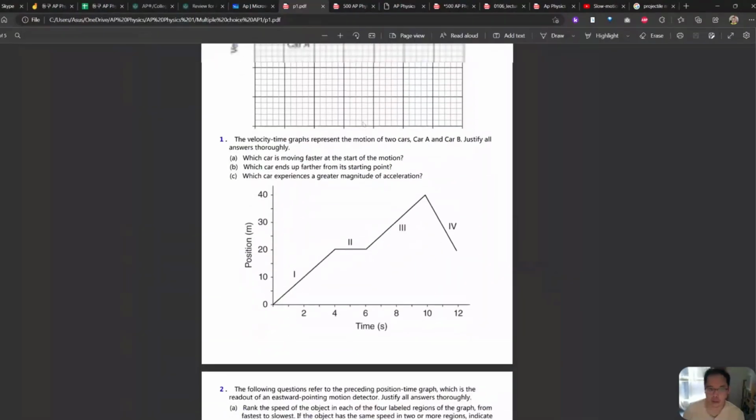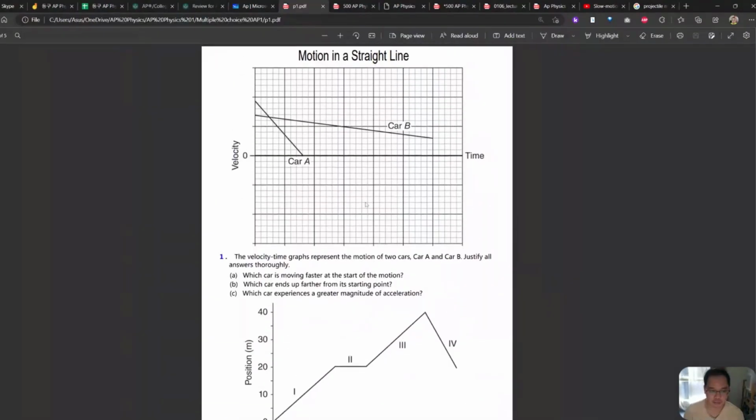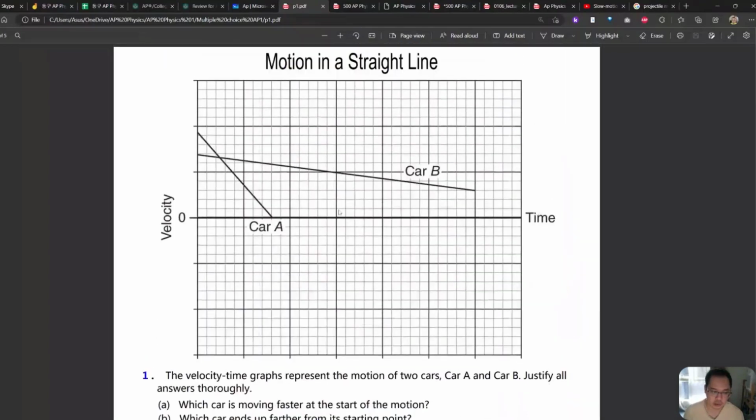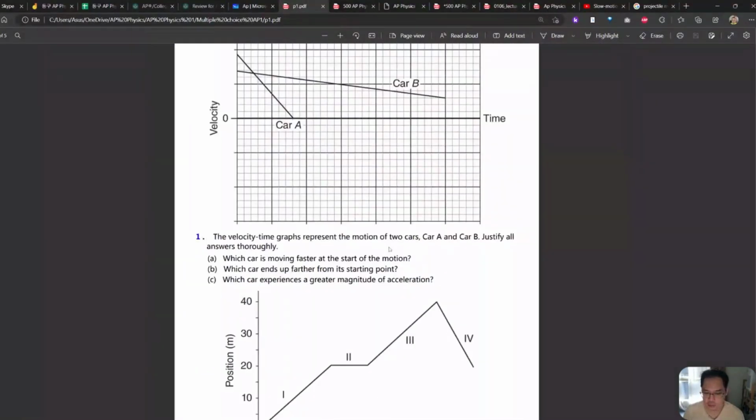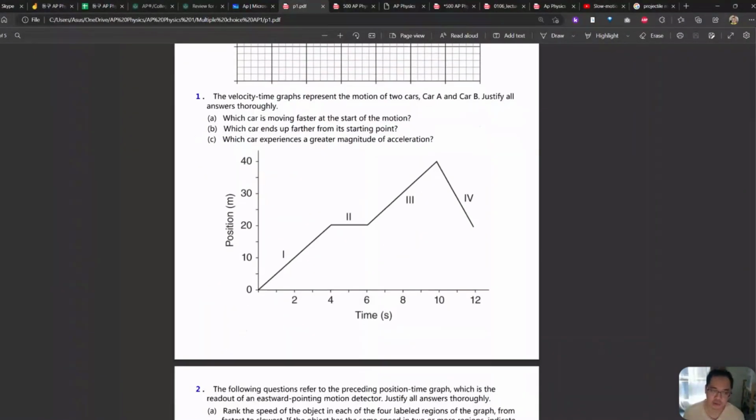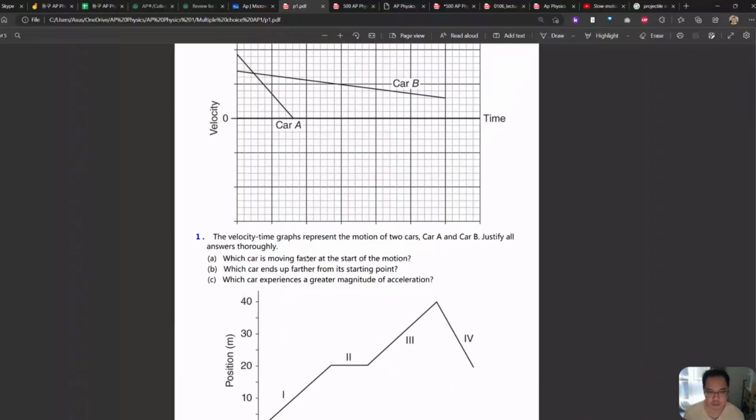Okay, motion in a straight line. We have two graphs of velocity and time of the two cars A and B. The velocity time graph represents the motion of two cars A and B. Justify all answers roughly. Which car is moving faster at the start of the motion?